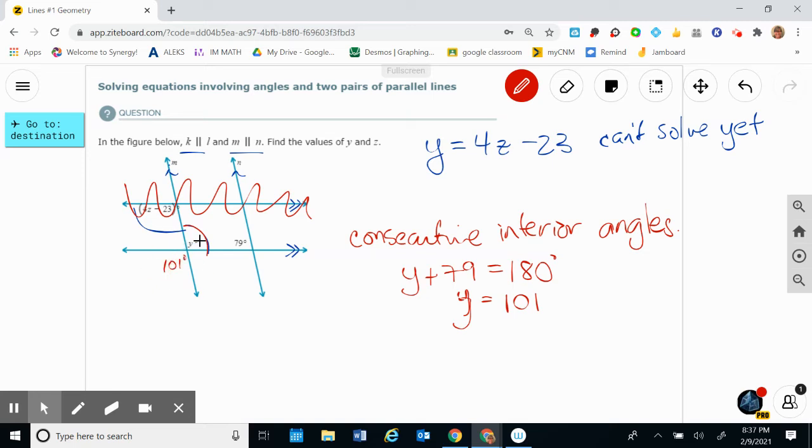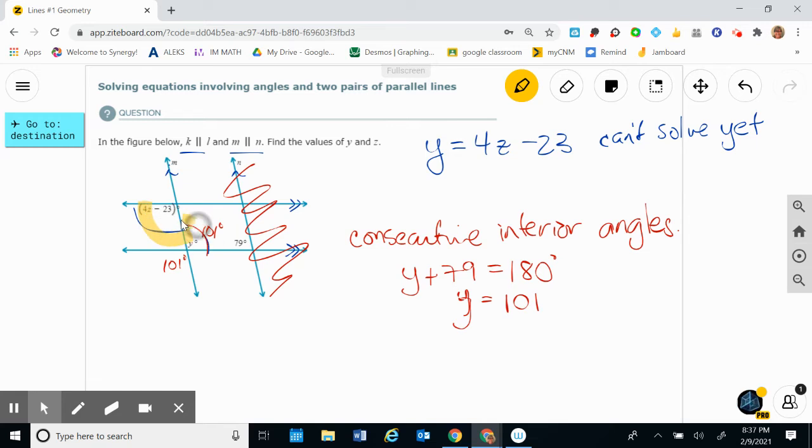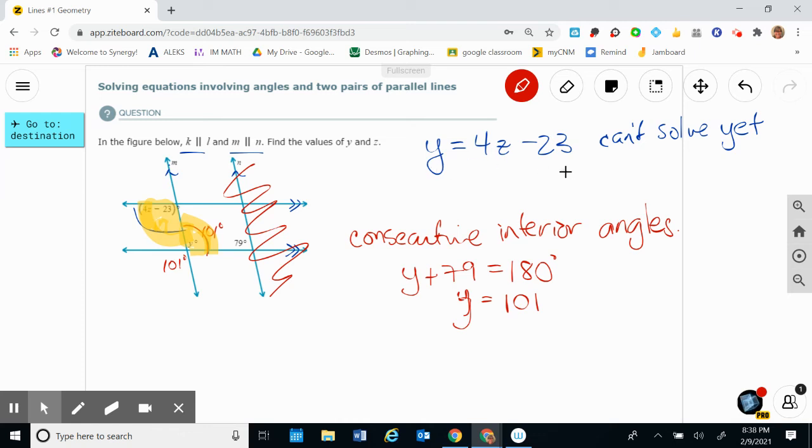Well, if we know that y equals 101, we know a lot of things. Now let me go ahead and erase this. Now we're going to focus in on this part, and not pay attention to this piece. We're going to focus in on these two. Take a look. This angle and this angle are congruent. Do you see how big this one is and how big this one is? They are congruent, so we can make an equation with them, which we already did right here, correct?